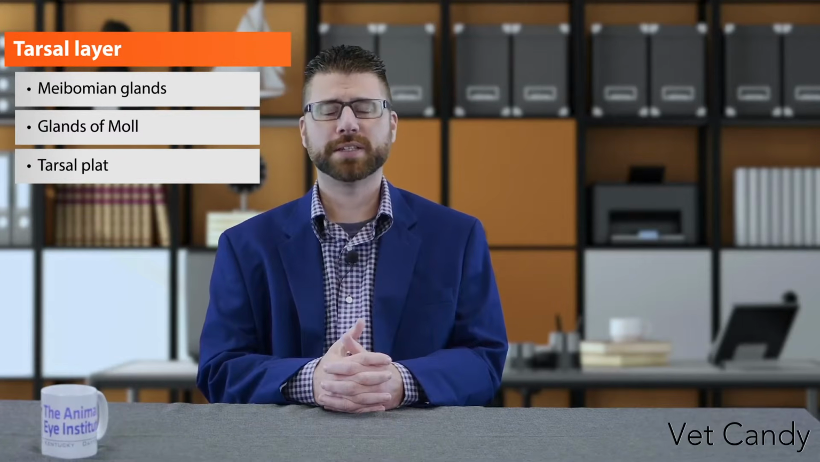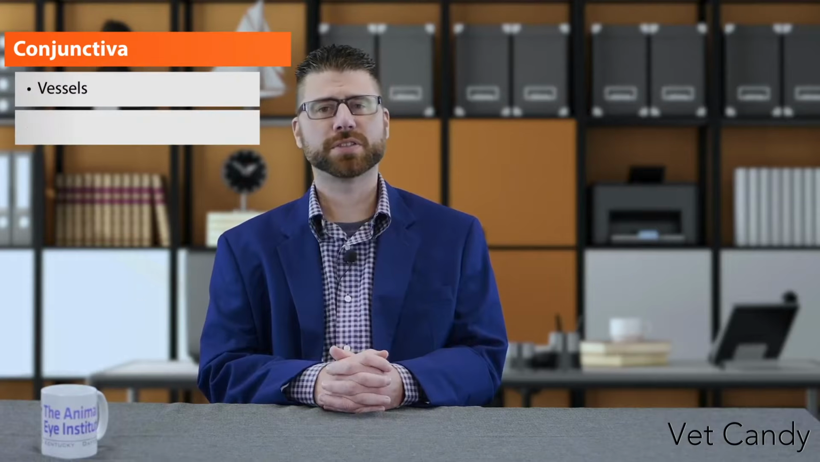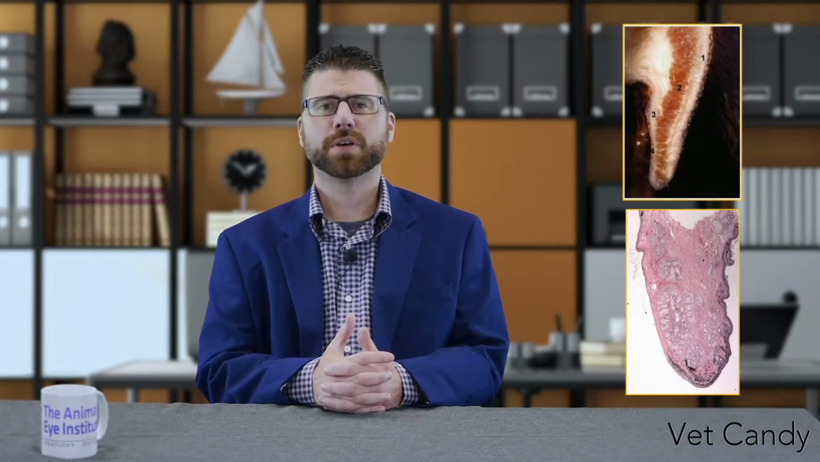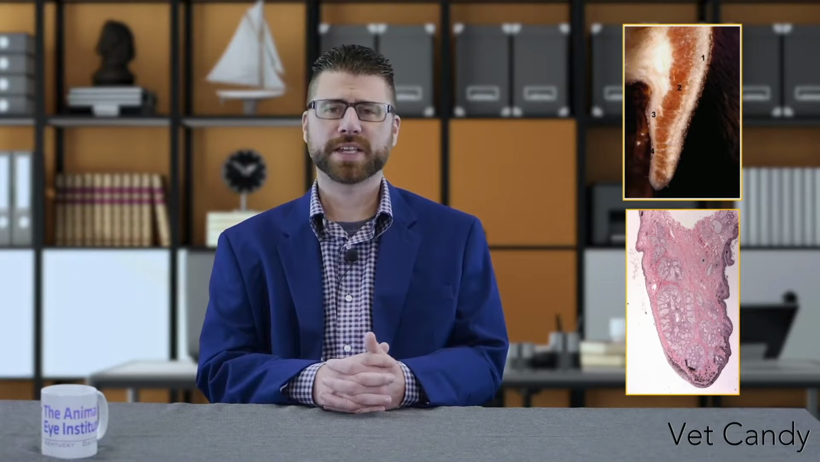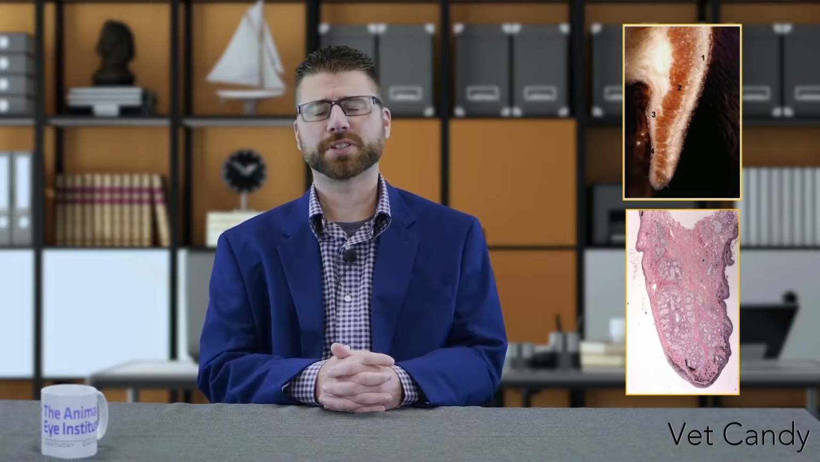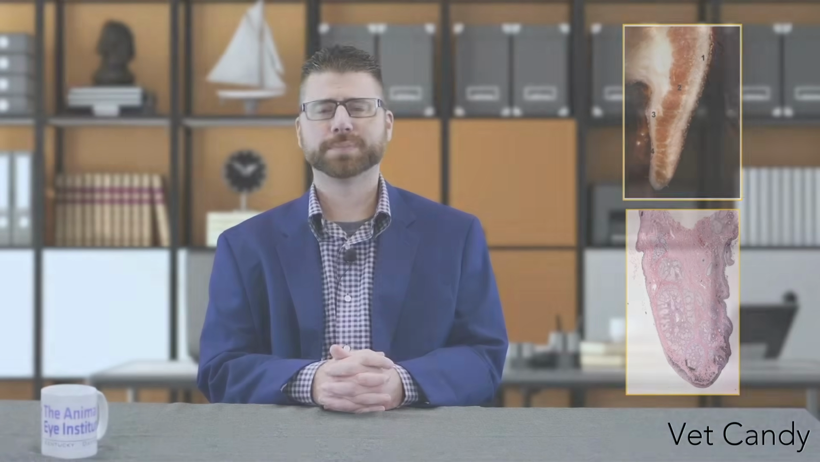There's a tarsal layer, which is meibomian glands, and these are modified sebaceous glands. Glands of Moll, which are modified sweat glands. There's a tarsal plate, and then there's conjunctiva, which is composed of vessels, nerves, and lymphatics. So here are two photos, one of a gross specimen of an eyelid, and then the second photo is a histologic picture of an eyelid as well.